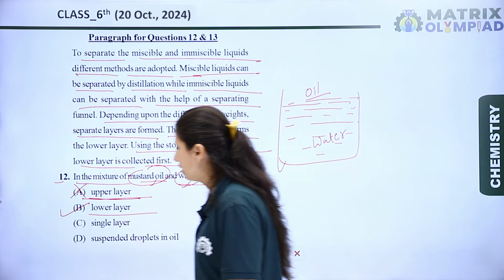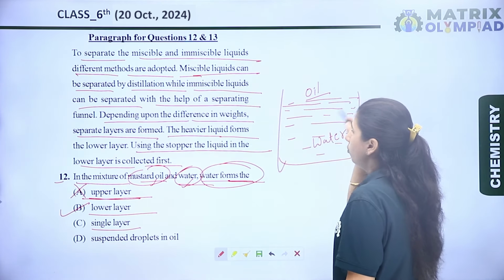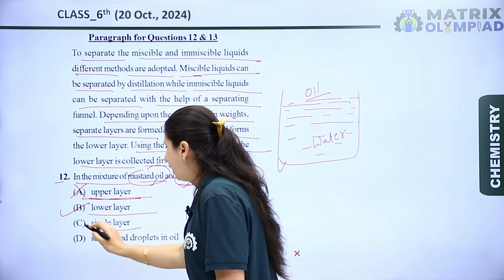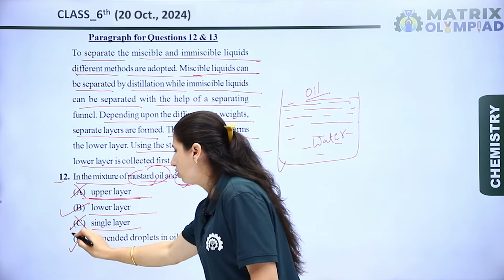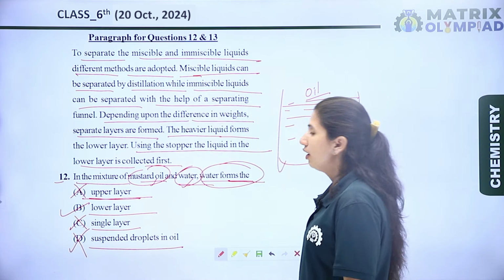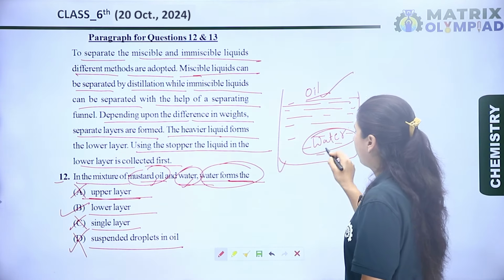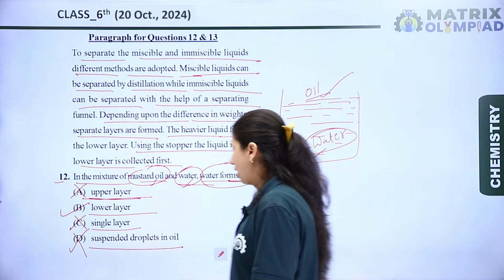Yes, water is present in the lower layer. Single layer? No, there are two layers, because both the substances are not miscible with each other, so they form a double layer, so it is also a wrong option. Suspended droplets in oil? Not the suspended droplets in oil. The first upper layer is formed by the oil, mustard oil, and the lower layer is formed by the water, so B is the right option for this question.